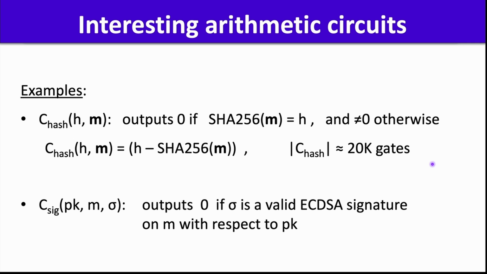Another example of a circuit could be the signature verification circuit, where it takes a public key, a message, and a signature. It would output 0 if sigma happens to be a valid ECDSA signature on the message m, with respect to the public key pk.